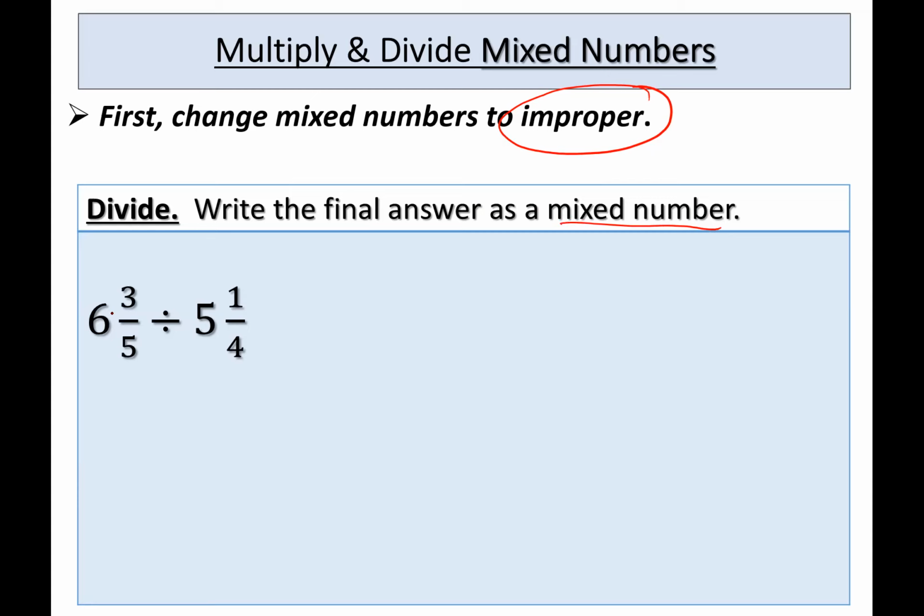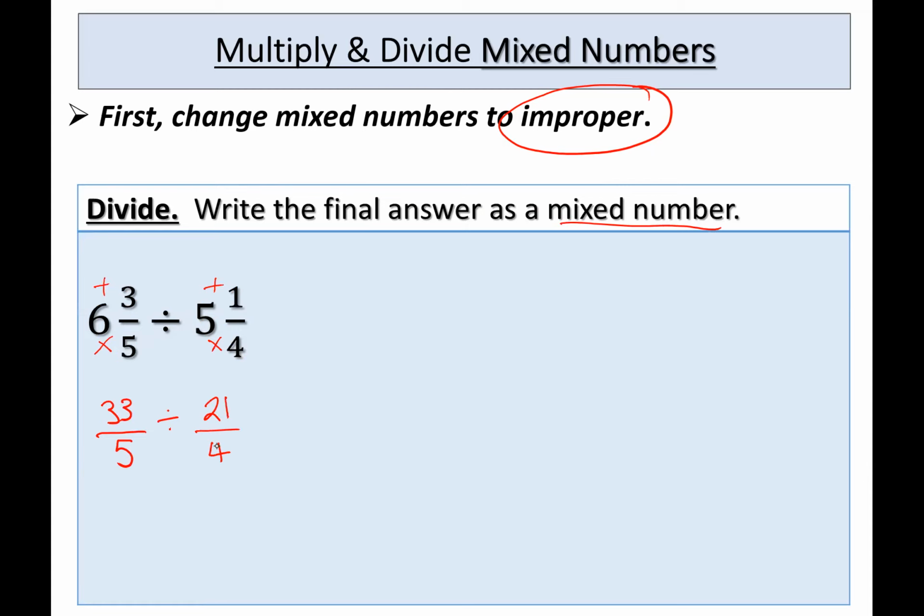Here's the original problem, 6 3/5 divided by 5 1/4. So let's change our mixed numbers to improper fractions first. 6 3/5. So we're going to do 6 times 5 is 30, plus 3 is 33. So 33/5 divided by, now let's change the next one into an improper fraction, 5 1/4. So we'll do 4 times 5 is 20, plus 1 is 21, and we'll keep the same denominator.